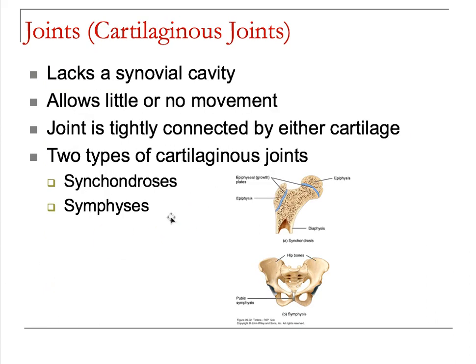Cartilaginous joints do not have a synovial cavity, and they allow little to no movement. The example I'm going to give you is that when we were building bone, you had epiphyseal growth plates. So here's one at the epiphysis of, in this case, the femur, and we are going to call this a synchondrosis type joint.